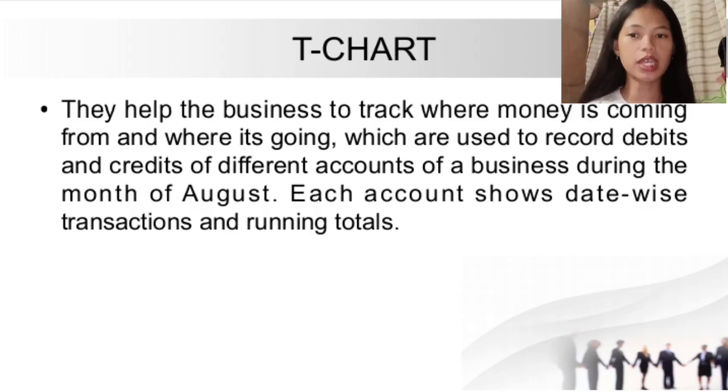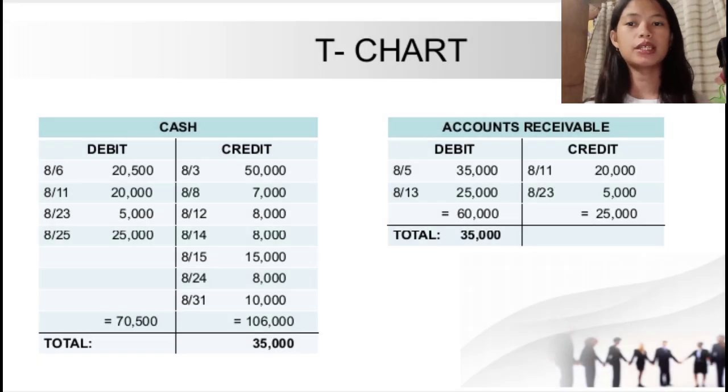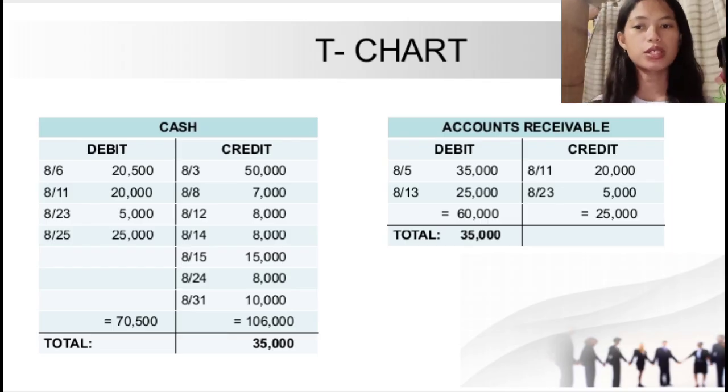Each account shows date-wise transactions and running totals. Cash shows all the money that the business received or spent. On the left side, which is the debit, is the money received, while on the right side, which is the credit, is the money spent. In accounts receivable, this shows the money customers owe to the business.